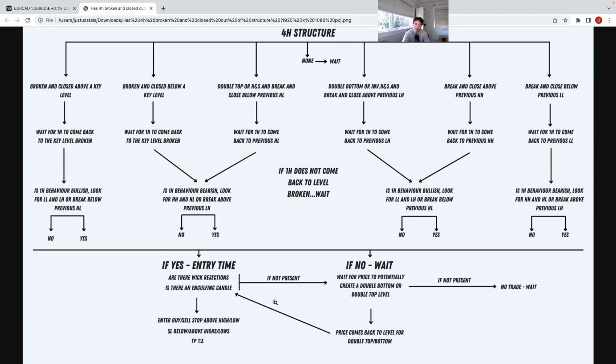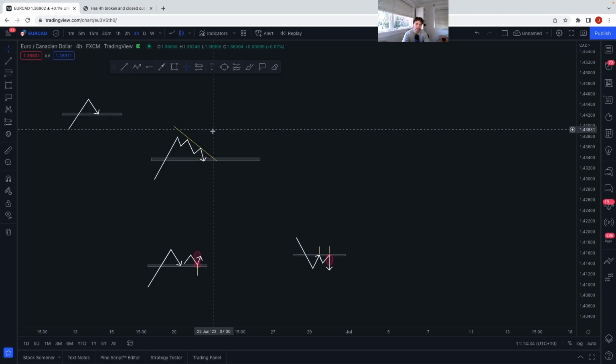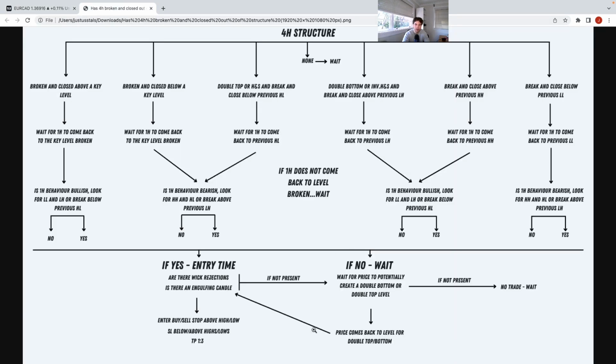Price comes back to the level, then we move back to our entries. Okay, so it's the exact same thing. We want to see price create a double bottom, to see that behavior flip, and then we want to see wick rejections and an engulfing candle right there. Okay, simple as that. If we don't see it, not present, we don't trade.